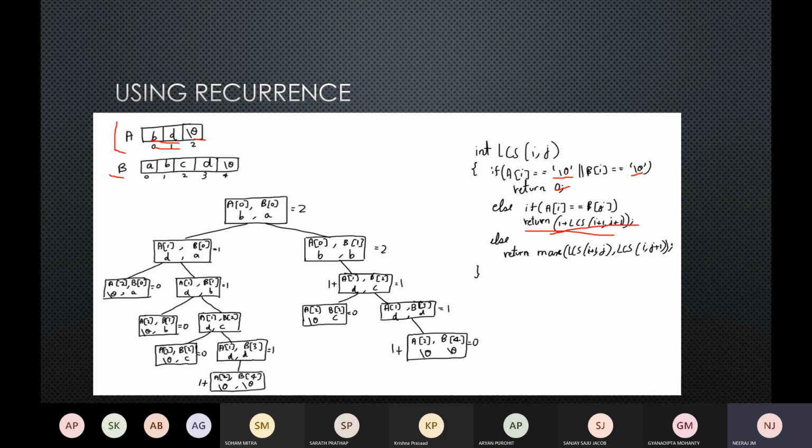Now let us see. Is it equal to 0? Is it equal to the end of the string? No. So we are not returning 0. If both of them are equal? No. What do we do? We return max of LCS of I plus 1 comma j and I comma j plus 1.